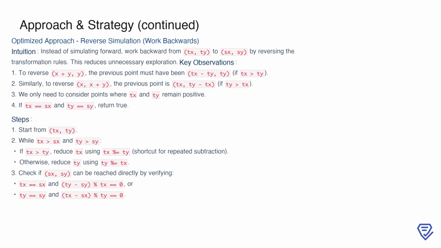It's also crucial that both tx and ty remain positive throughout the process. This backward simulation continues until either we reach sx, sy, in which case we return true, or we determine that no valid path exists. Additionally, if one dimension matches the starting point, we can directly check whether the other dimension can be reached using the modulus operation. This drastically simplifies the process and prevents unnecessary computations.